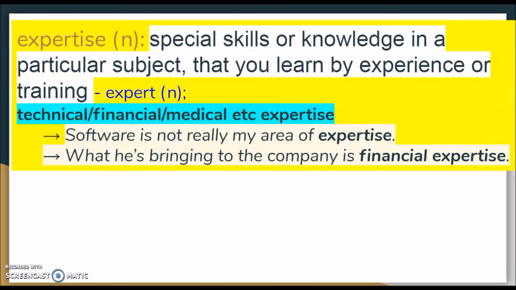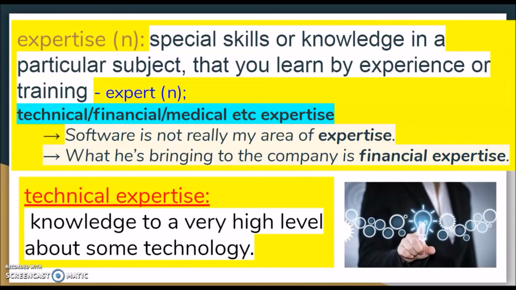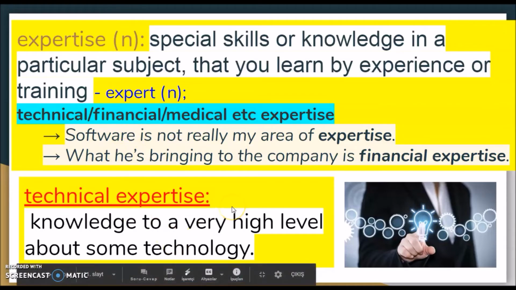expertise. That means special skills or knowledge in a particular subject that you learn by experience or training, and the noun form again is the expert, the person. So in the text we will see technical expertise, but you can see financial expertise, medical expertise as well, right? When we say technical expertise, we mean knowledge to a very high level about some technology. If someone has technical expertise, that means that person is the expert in technology. Okay?